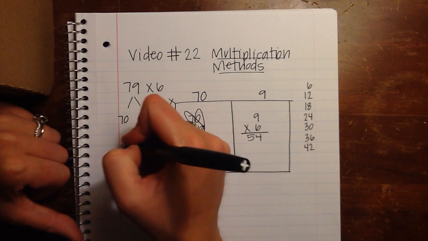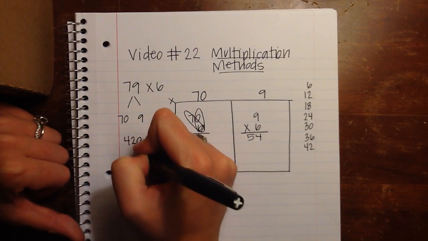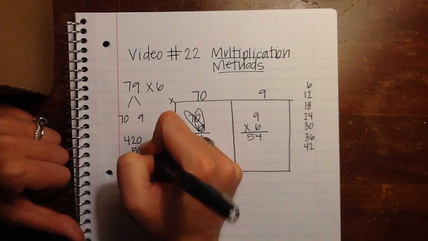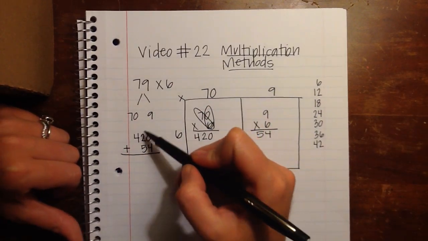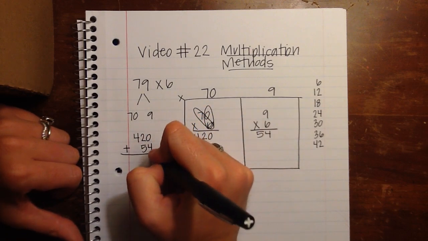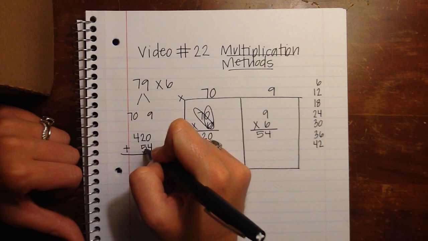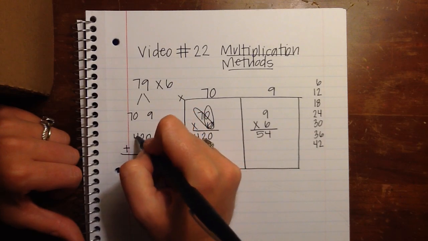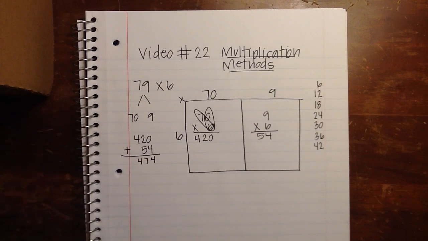Now what I'm going to do is add these two up. Make sure your place values are lined up. 0 plus 4 equals 4. 2 plus 5 equals 7. And then 4 plus nothing equals 4. Okay? So my answer would be 474.